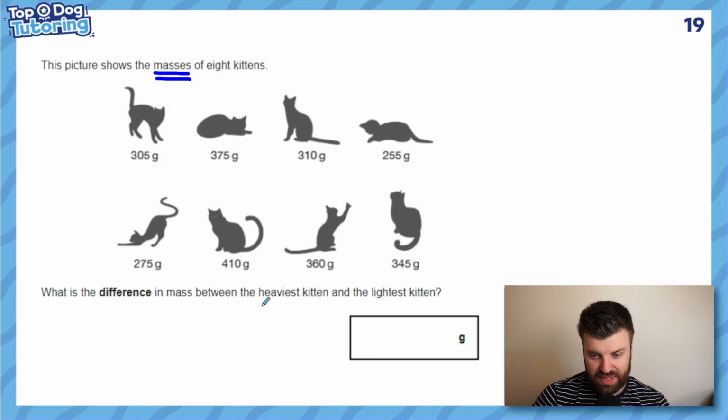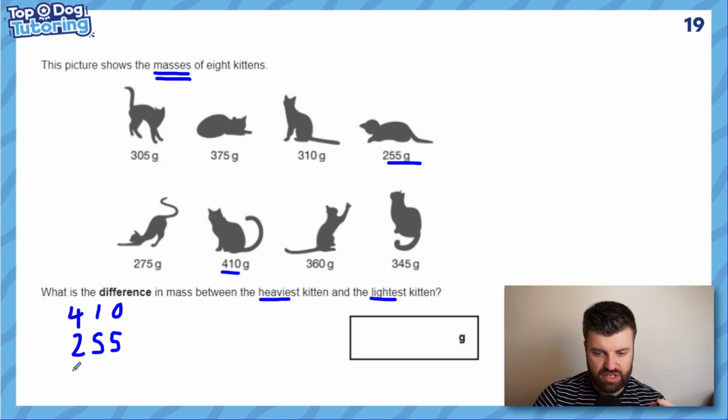So 2 jobs here. We need to use place value to find the heaviest and the lightest. So 345, 275 is very low, but 255 is lower. So 255 is the lowest amount here. And the heaviest kitten is going to be in the 400s. Yes, look, it's 410. So here we have the smallest and the largest. What is the difference? We're going to use our subtraction.